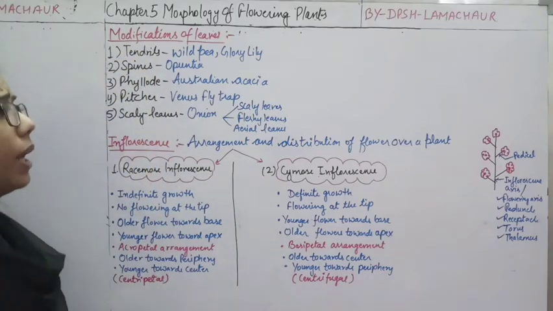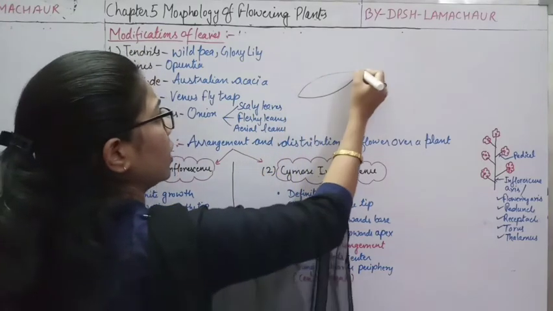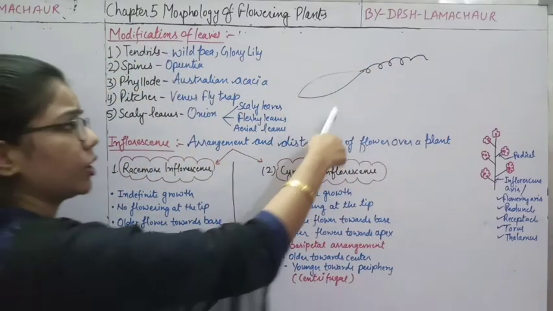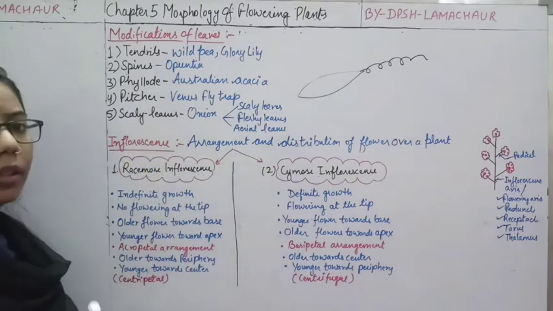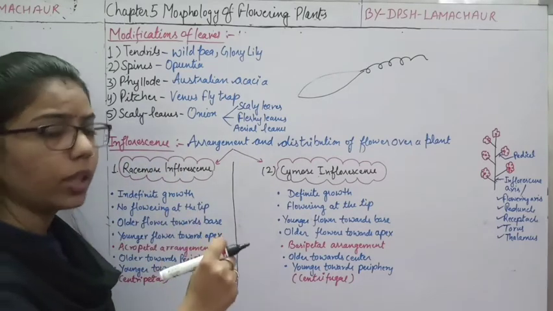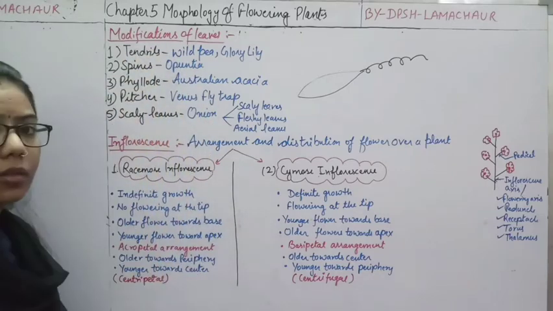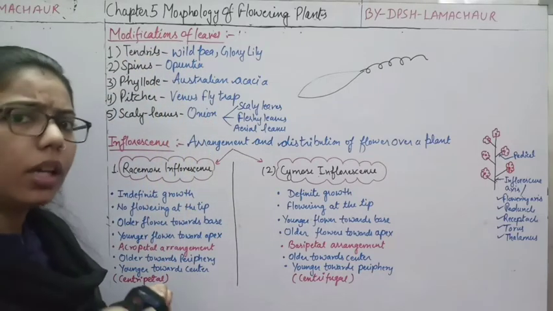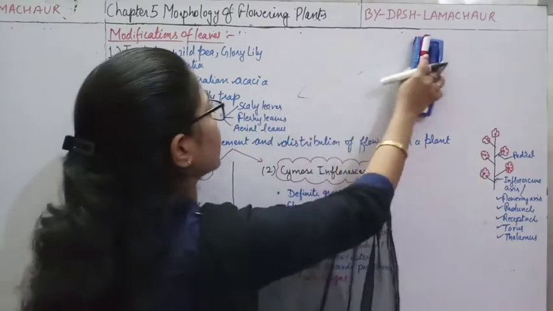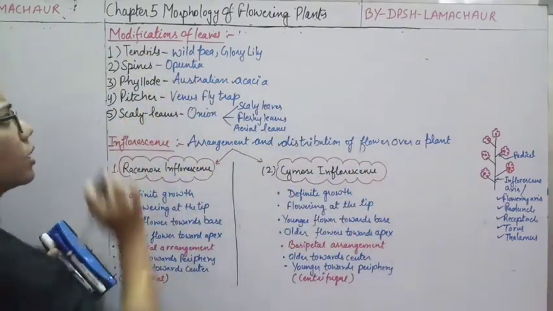In some of the plants, the leaf is changed into tendrils, and when they change into tendrils, what will they do? They help the plant to attach to some support. So we can say the function of this tendril is what? To give support to the plant. So this is one of the modifications. Now we'll understand another modification, that is spines.